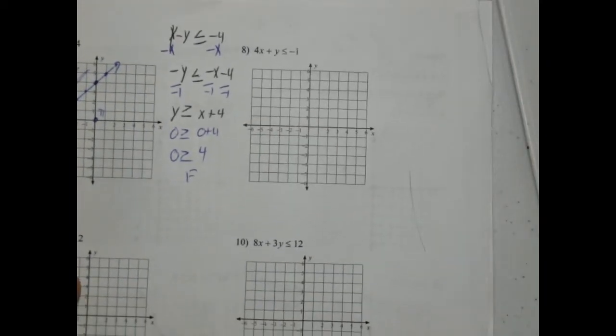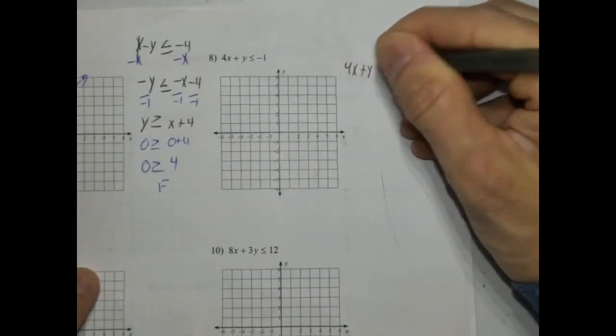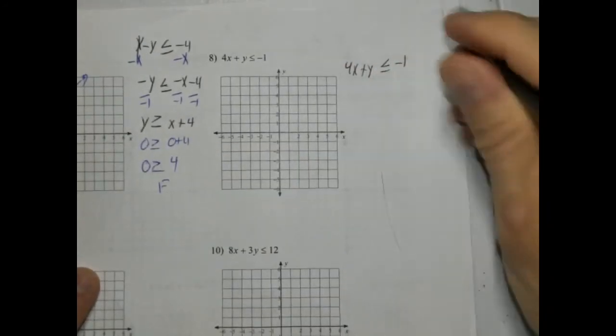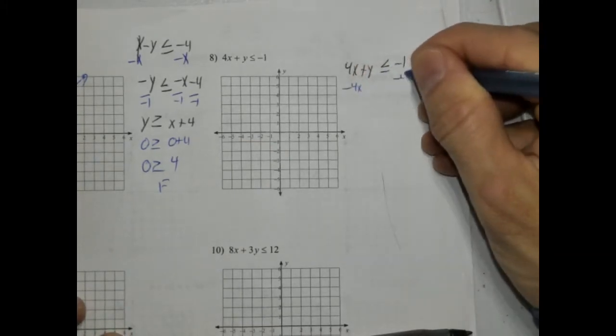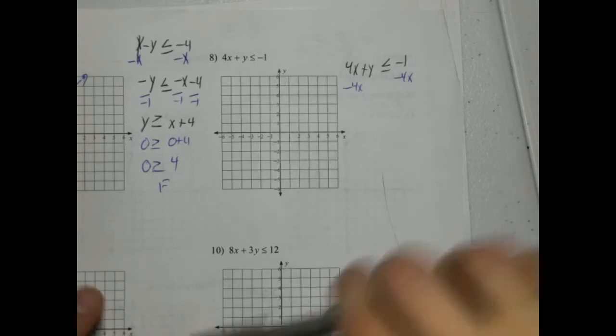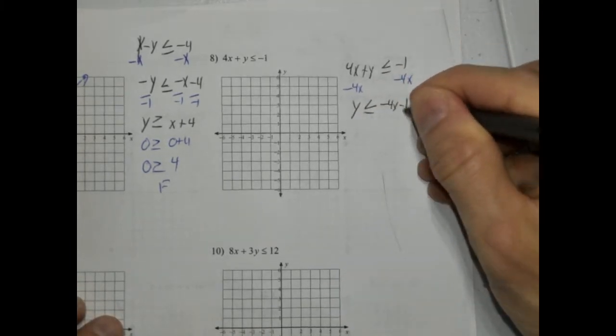All right, let's see. So 4x plus y is less than or equal to -1. Let's subtract 4x from both sides. And we're going to get y is less than or equal to -4x minus 1.